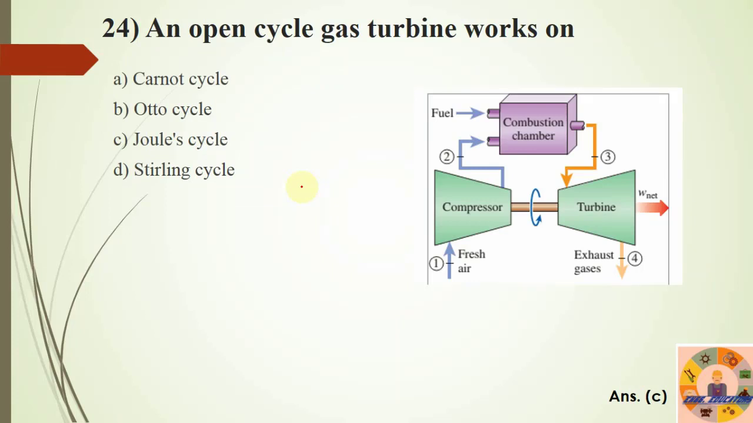Next question is, an open cycle gas turbine works on Carnot cycle, Otto cycle, Joule cycle, or Stirling cycle. In the last question we have discussed the gas turbine works on the principle of Brayton cycle. The Brayton cycle is sometimes called the Joule cycle. So the right answer of this question will be option C.